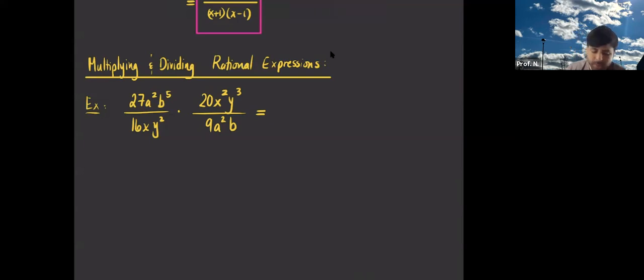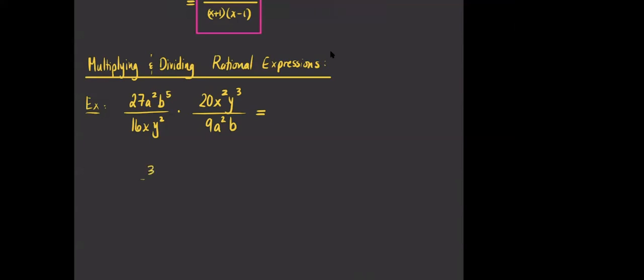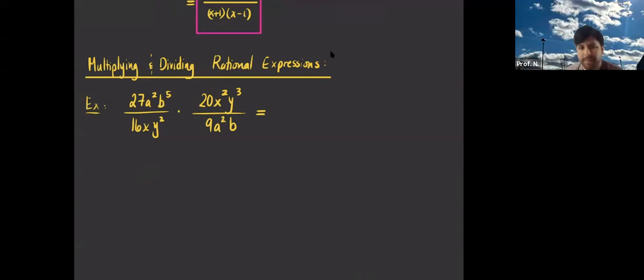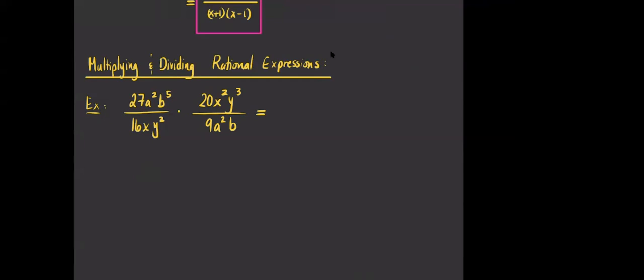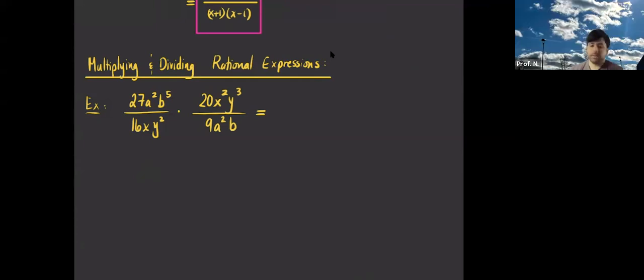Like, for example, if you have 27 multiplied by 20, and a squared multiplied by a squared, b to the 5, x squared, y cubed, and in the bottom there it will be 16 multiplied by 9, and then x, y squared, a squared, b. Yes. So you're right. You're literally saying you're multiplying the two things across, right? You're just taking everything on one side and multiplying everything with the other thing on the right side, and so on and so forth, right?